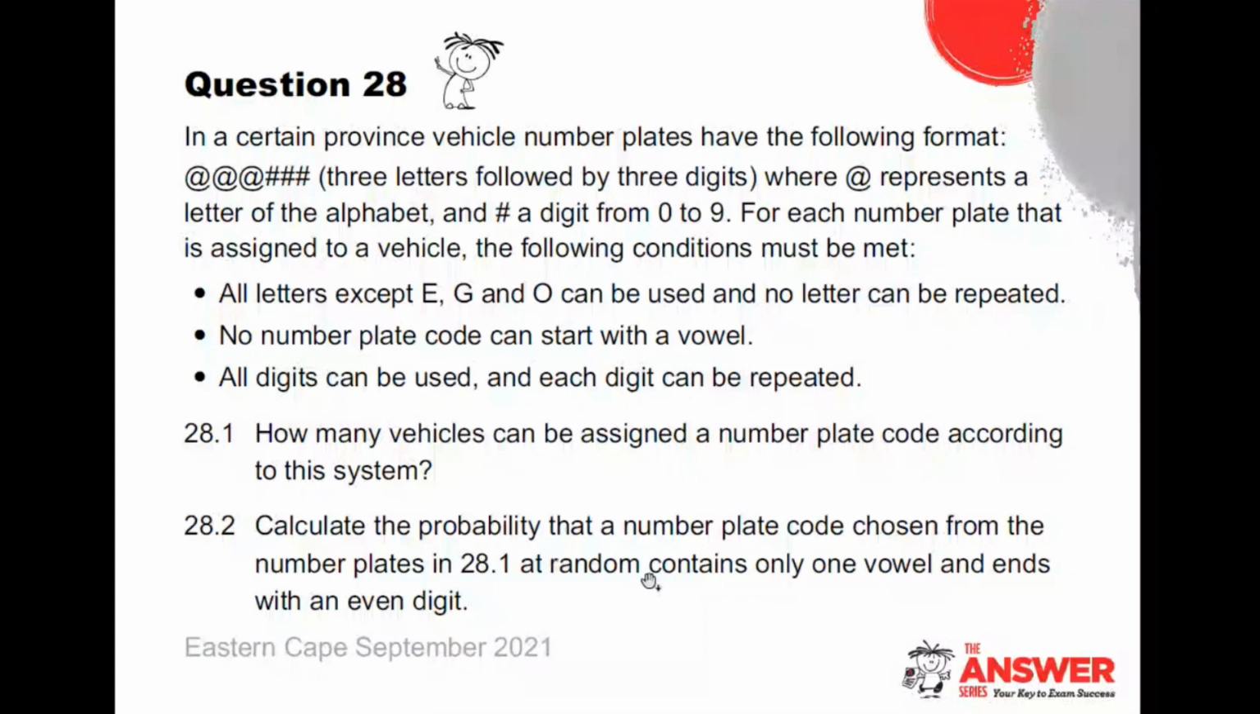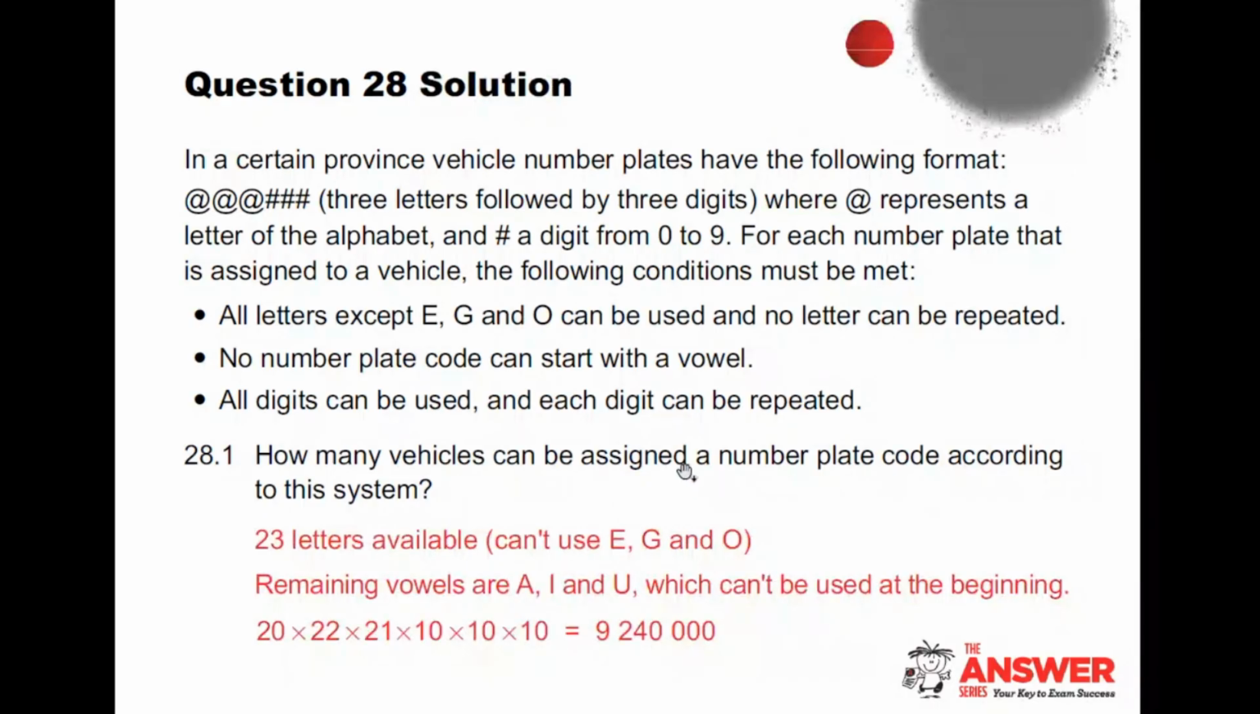Secondly, calculate the probability that a number plate code chosen from the number plates at random contains only 1 vowel and ends with an even digit. Okay, let's go slowly. How many vehicles can be assigned a number plate code according to the system?